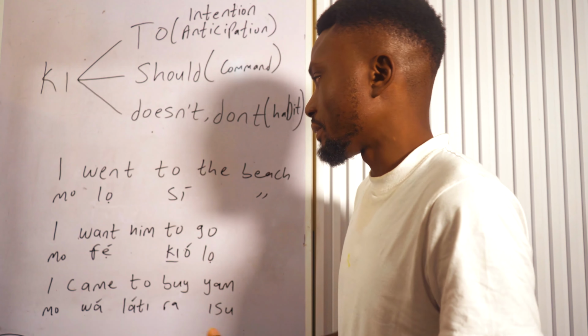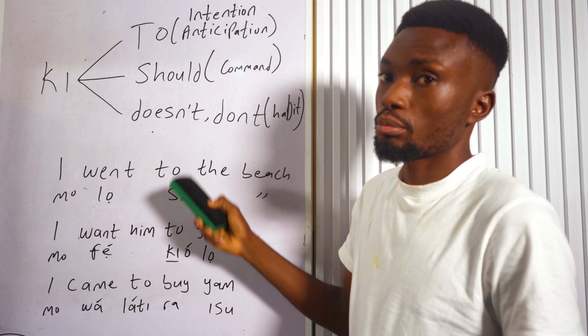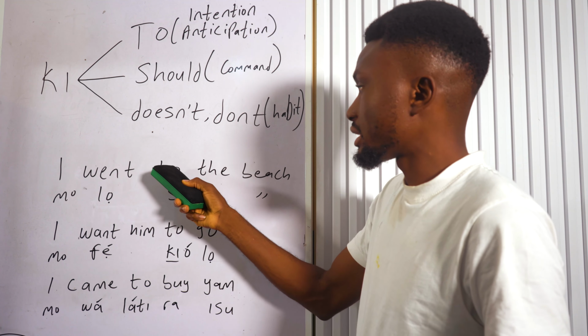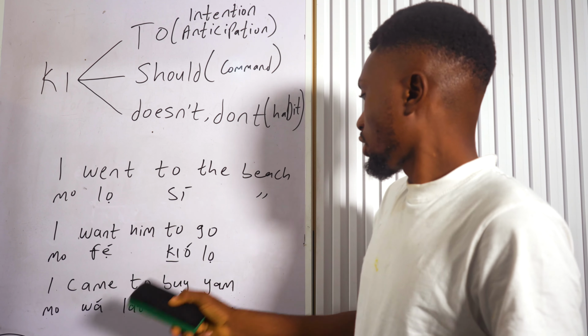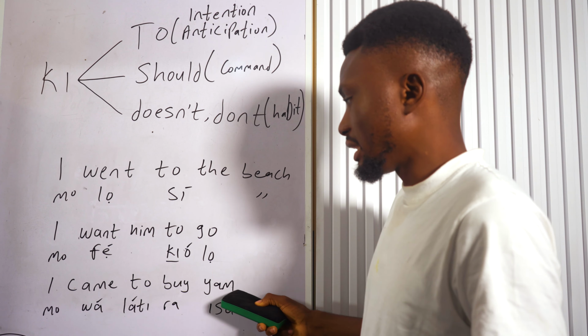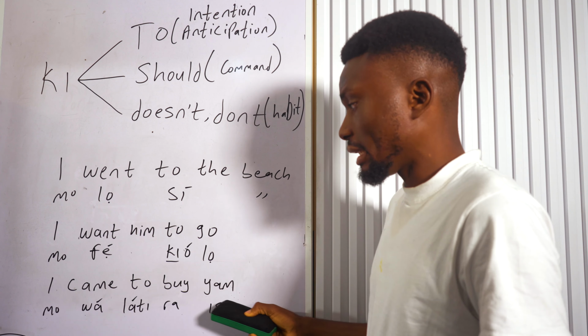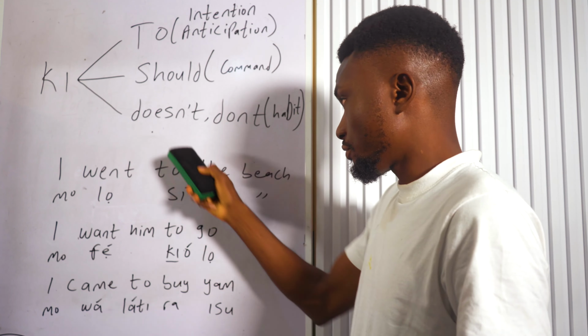I will see that some of them. So this is where we are going here. I just use this one to show you that there are different forms of "to" in English. Like I went to the beach. This one is just like an offset of direction of location. And we also have I came to buy yam. This one is also revealing intention. I came to buy yam. This is revealing intention. We can call this a preposition functioning in a way.